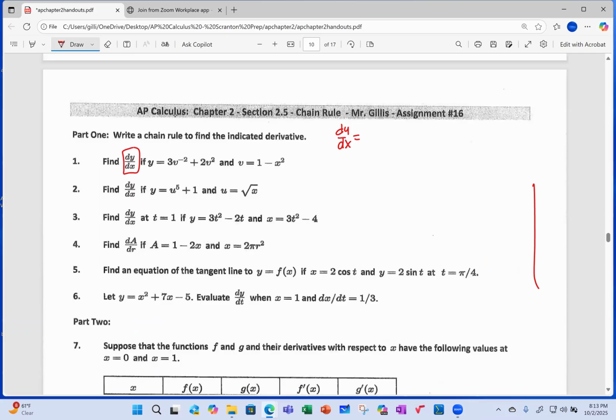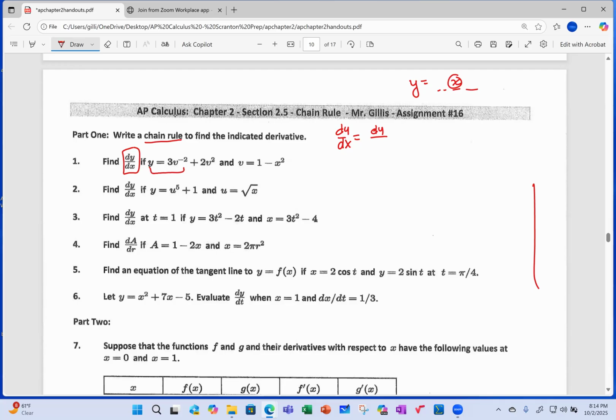Again, so let's understand that. I don't have an equation that's solved for y and is in terms of x. So what I'm going to try and do is write a chain rule to find that derivative. Since I'm finding dy/dx, then I have to start with dy.